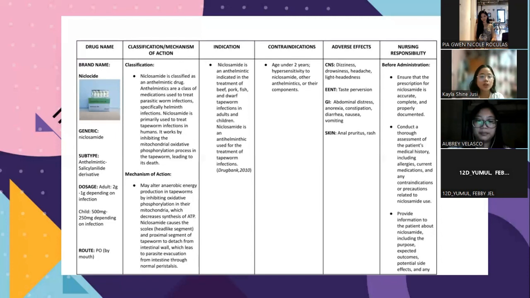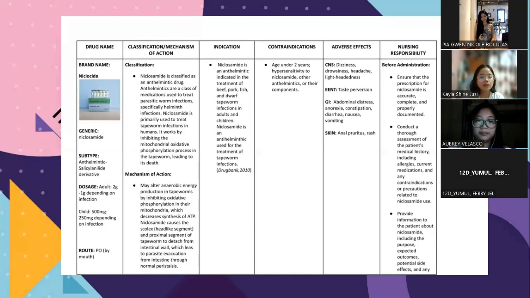So for the contraindication, these are specific situations or conditions in which a medication should not be used. Age under 2 years: niclosamide is contraindicated in children under 2 years of age. The safety and effectiveness of niclosamide have not been established in this age group, and its use is not recommended.